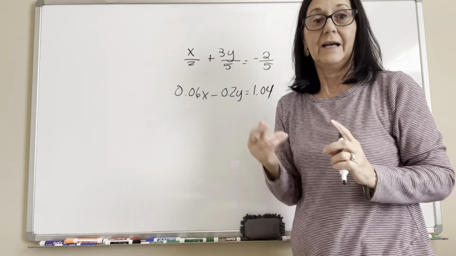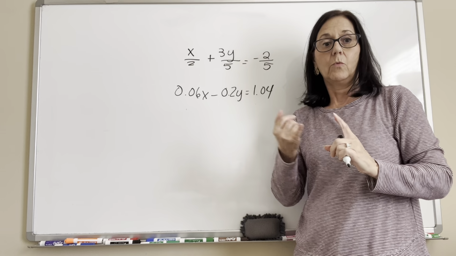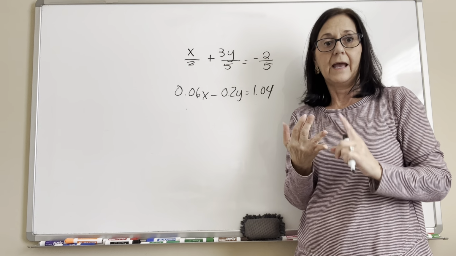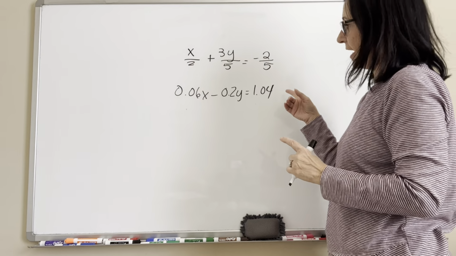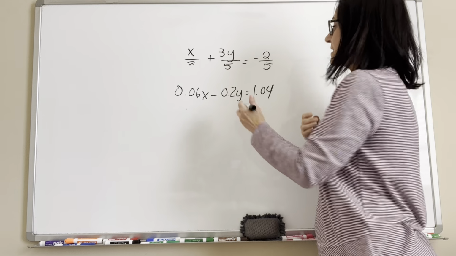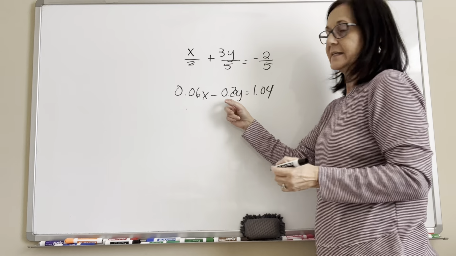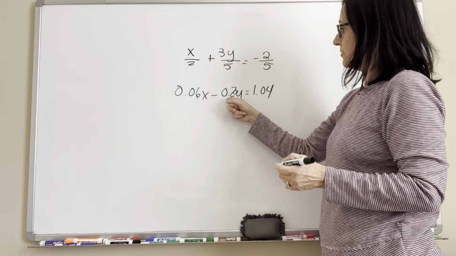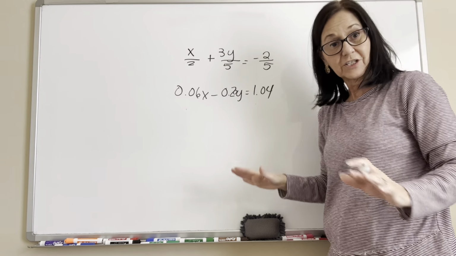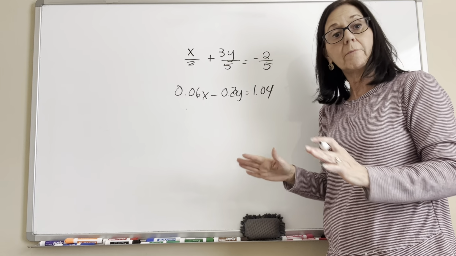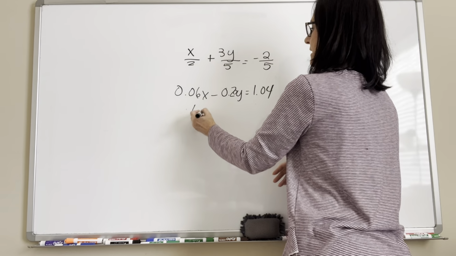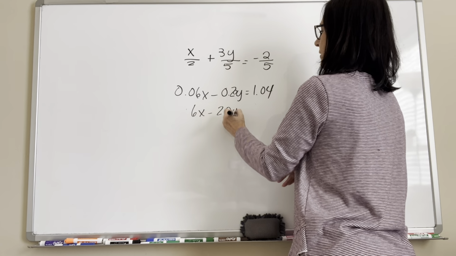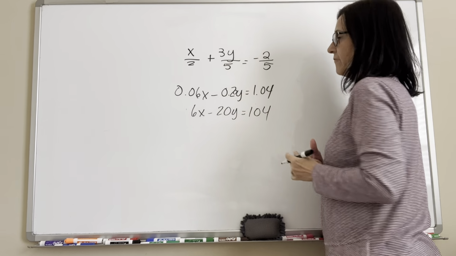Anytime we have an equal sign, we're eliminating denominators and we're eliminating decimals. When I have decimals, I want to make sure every term has the same number of decimal places, so I'm going to add a 0 there. 2 decimal places, 2 decimal places, 2 decimal places. Then I just eliminate the decimals. It's as though I'm multiplying every term by 100. So it becomes 6x minus 20y equals 104.